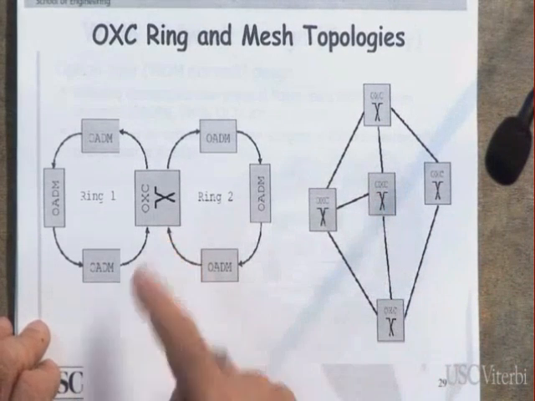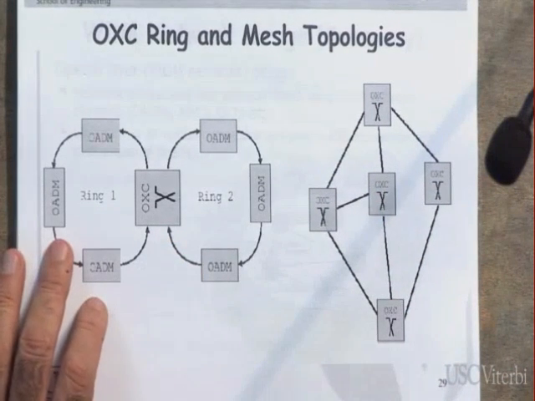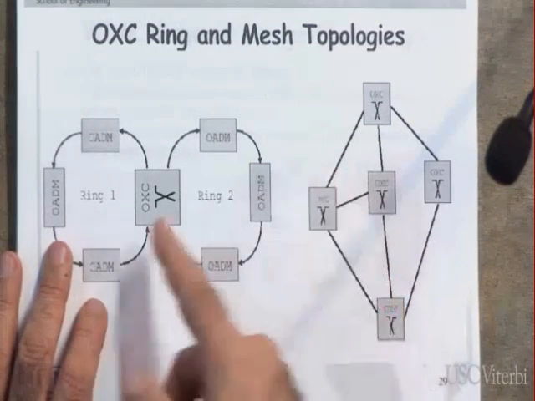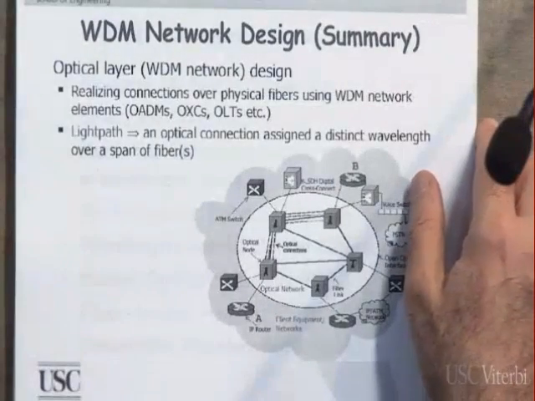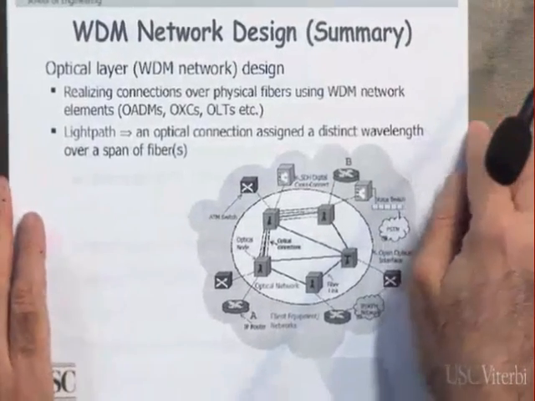These two topologies are the ones most widely used in the core network currently. In the core network currently, it is either mesh topologies or multiple ring topologies. Okay, this is a summary of the wavelength division multiplexing.